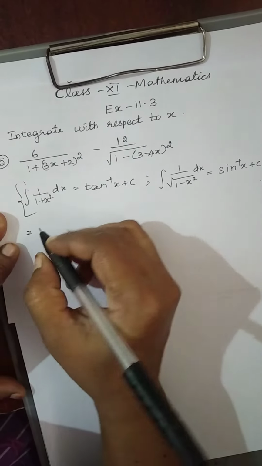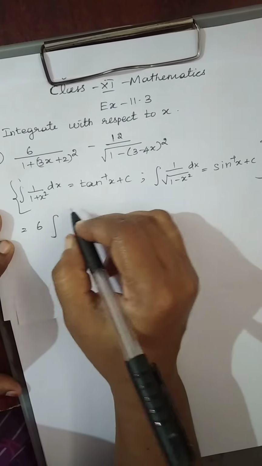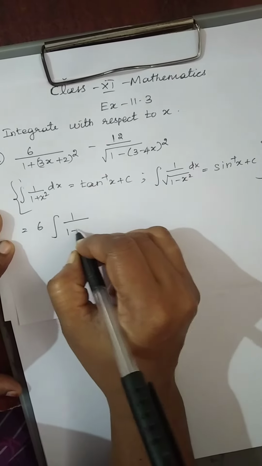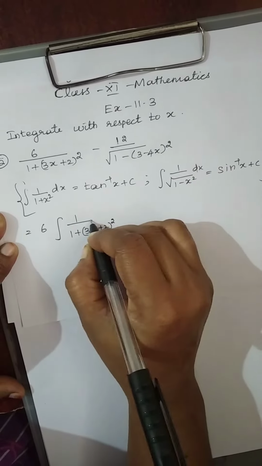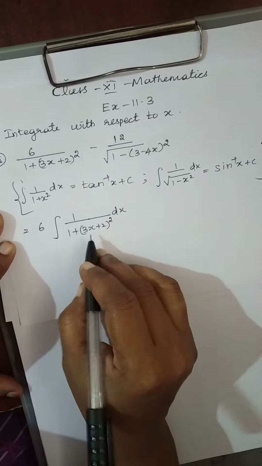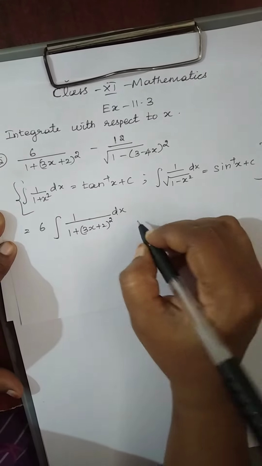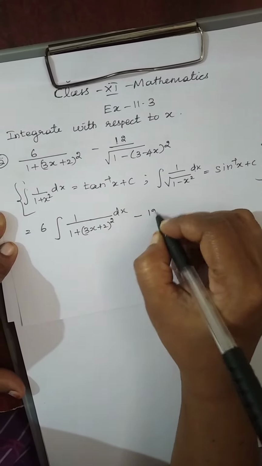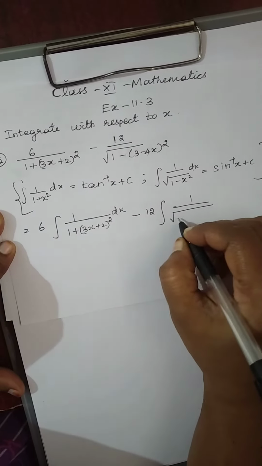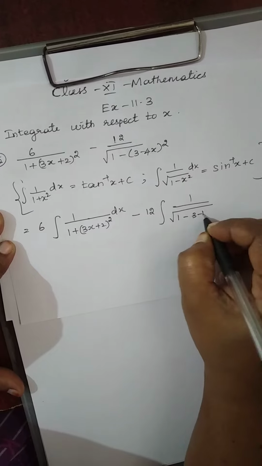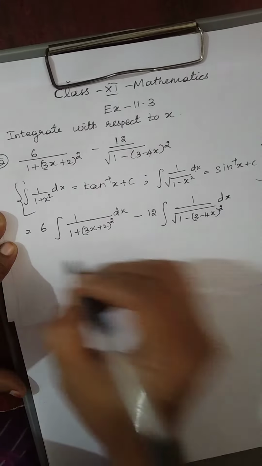We can take the constant value outside: 6 into integration 1 by 1 plus (3x plus 2) the whole square into dx. So, we should consider the whole thing, 3x plus 2, as the x value. Minus 12 integration 1 by root of 1 minus (3 minus 4x) the whole square into dx.